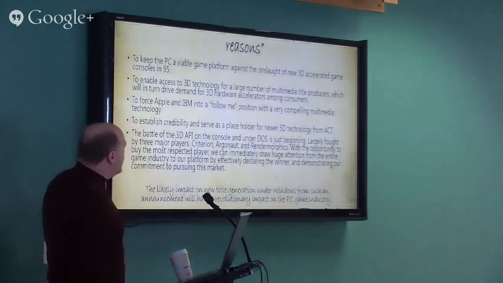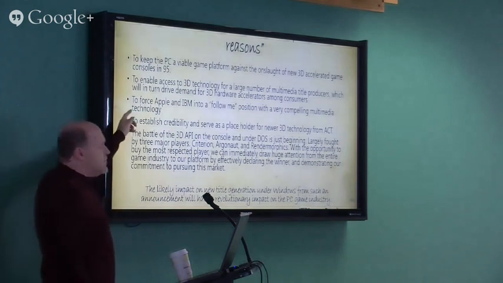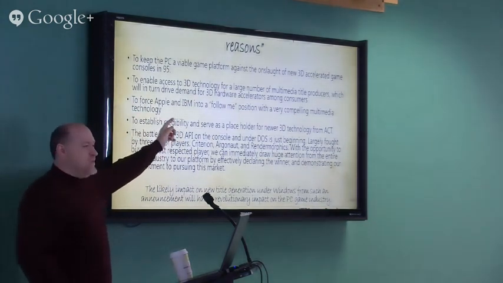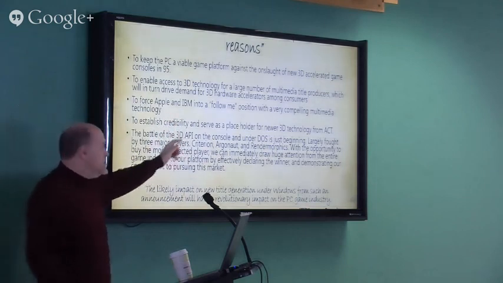To force Apple and IBM into a follow-the-leader position with a very compelling media technology. Of course, our job was to make Apple and IBM follow us by running off in a different direction from the one they were in, getting everybody excited about it, and, oh, you're two years behind because we surprised you.